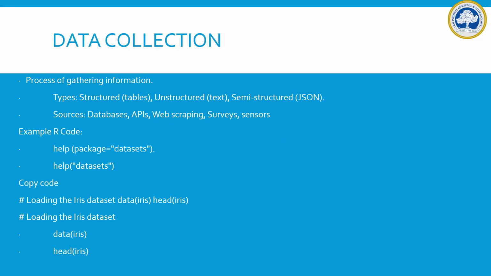Data collection, the first stage of the data analytic framework. As we already discussed, data collection involves the process of gathering information in the form of data. The data could be of different types. It could be structured data, which we usually call tables, or unstructured data like text data, or semi-structured data like JSON format.